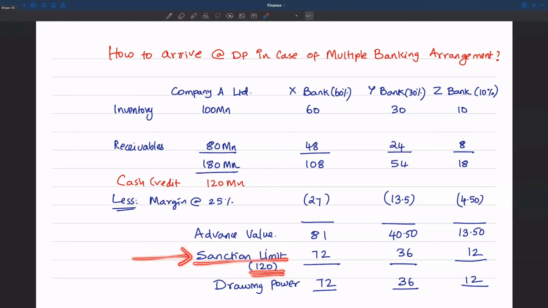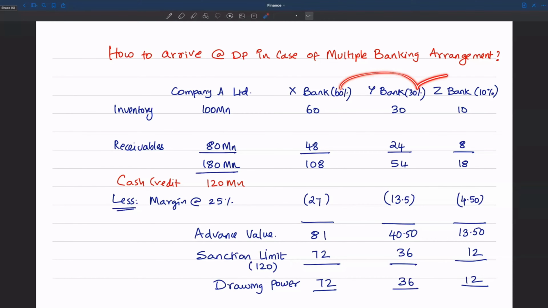So that is given here. Sanction limit 120 million. Bank X has given 72 million. Bank Y has given 36 million. Bank Z has given 12 million. So 72 out of 120, that works out to 60% for Bank X. 36 out of 120 works out to 30% for Bank Y, and 12 out of 120 works out to 10% for Bank Z. So this is the basis.